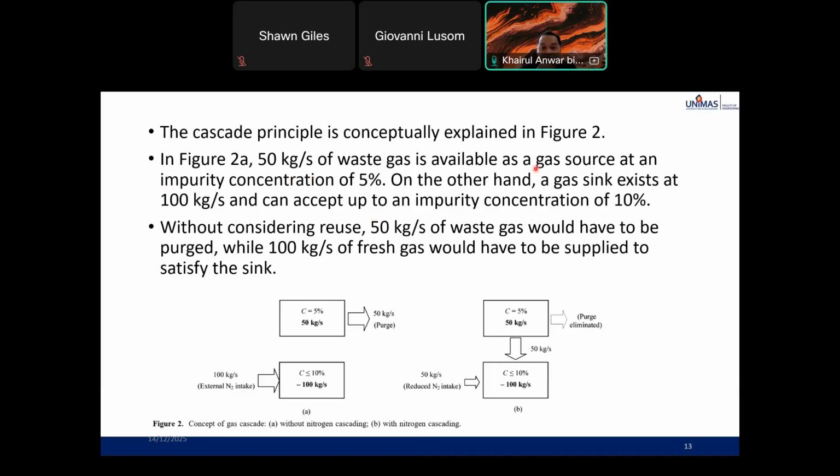Figure 2a, again, gassing exists at 10 kg per second, and accepts up to an impurity concentration of 10%. Without considering reuse, 50 kg of waste gas, this is for the first case scenario, have to be purged while 100 kg of fresh gas will have to be supplied to satisfy the sink. It's a similar idea to water.